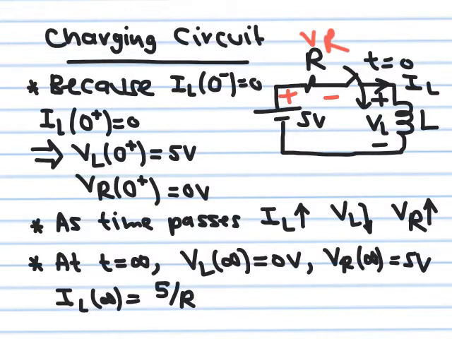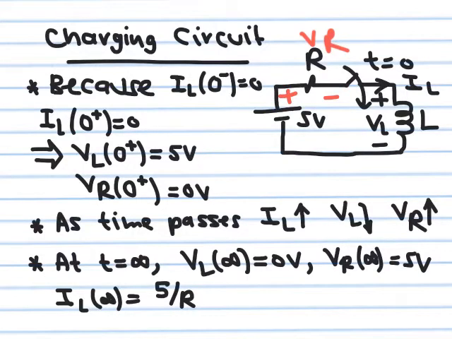Okay, at infinity, what's going to happen? We reach steady state. Steady state means the inductor is fully charged. What do we mean by the inductor is fully charged? It reached its maximum possible current. And when that happens, the inductor voltage will be equal to 0. VL will be equal to 0. Its current will be the maximum value it can get. The whole 5 volts will appear across VR.